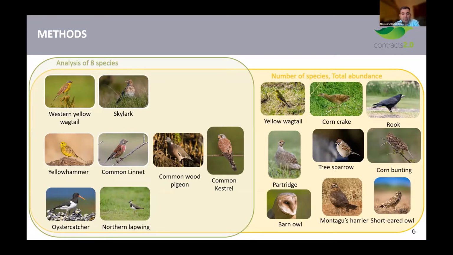The 9 other species on the right of the slide were recorded in too small numbers to allow per species analysis. That is because they are very difficult to detect and or very rare. However, we also analyzed the total number of species and the total abundance of the 17 species targeted by the measures. So these 9 species are also somehow involved in the analysis via those two indicators.